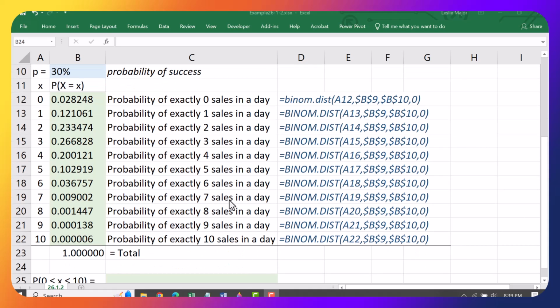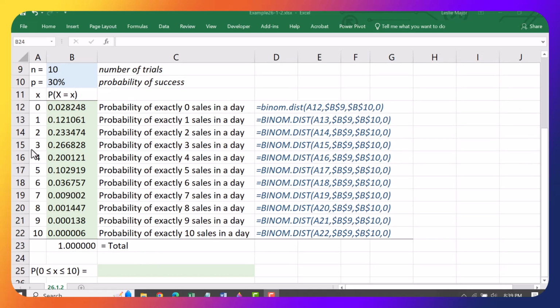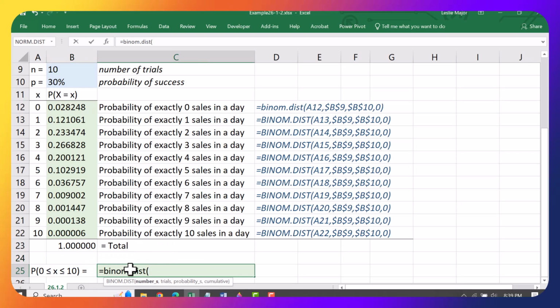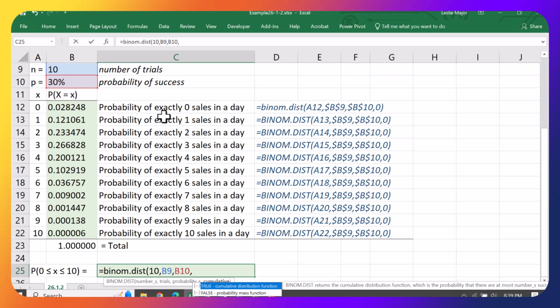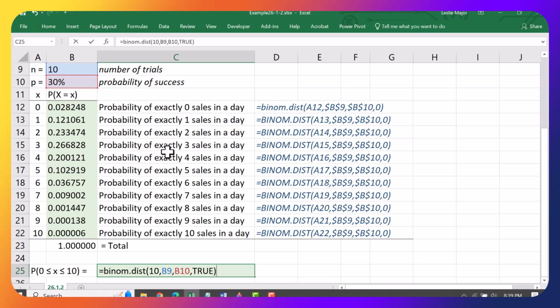There's another way we could have gotten this probability between 0 and 10 sales made, using the equals BINOM.DIST call. What we're going to do is put in our number of successes as 10, which is the upper limit. Our trials is going to be 10, and I'm just going to cell reference it from here. Probability of success, the 30%. And now I'm going to use cumulative equals true.